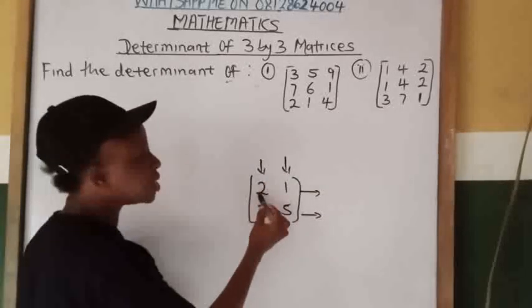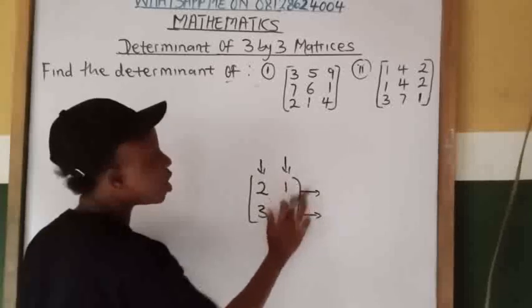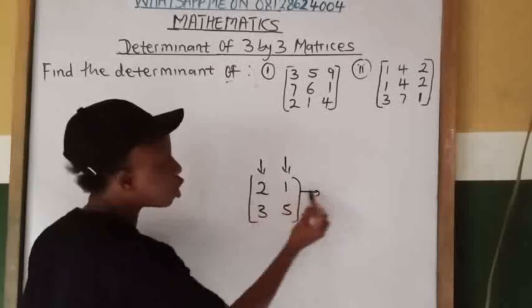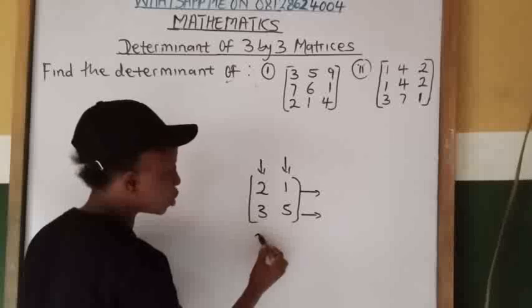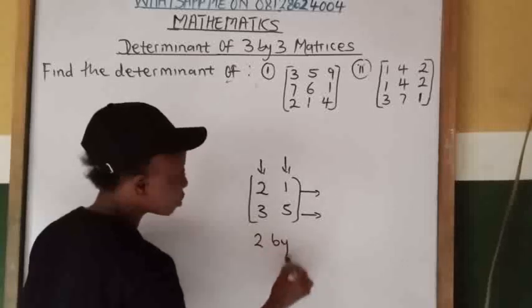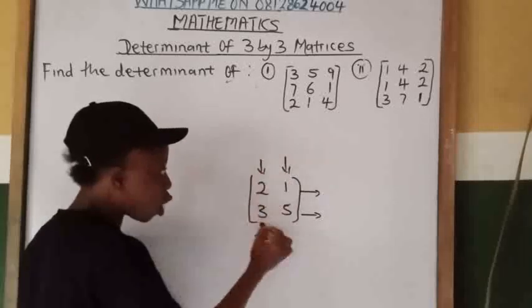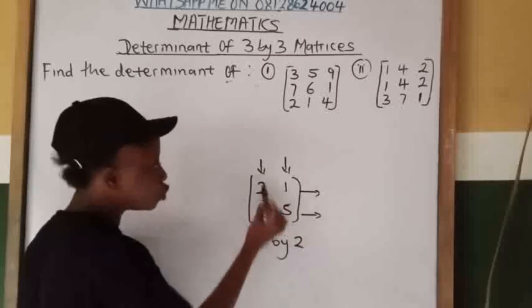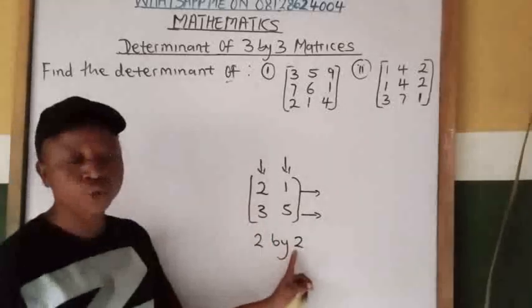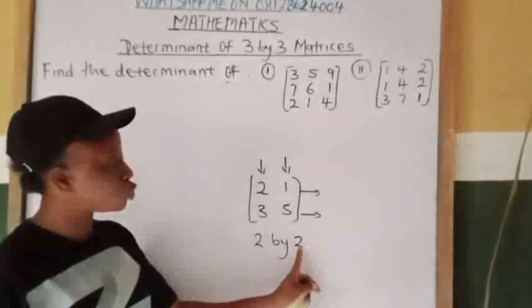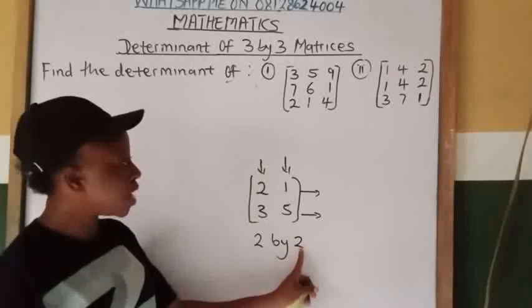We pick the number of rows before the number of columns. So 1, 2, we have two rows, so that is 2 by. Then the number of columns, 1, 2. We have 2 rows and 2 columns. So that is why we call this a 2 by 2 matrix.